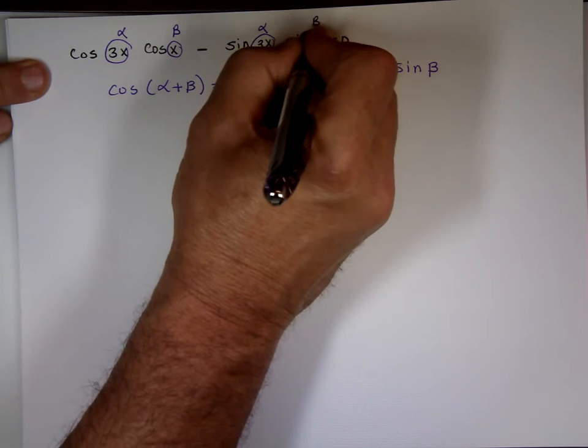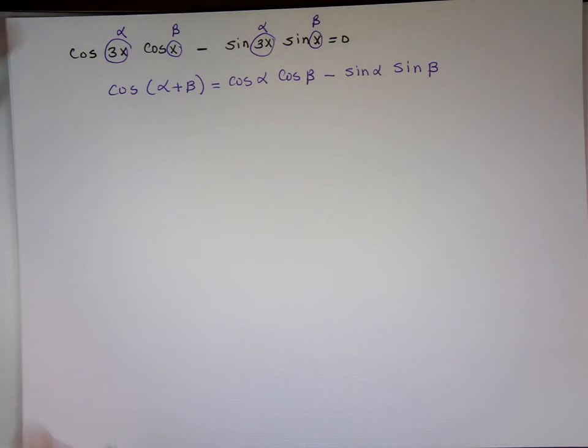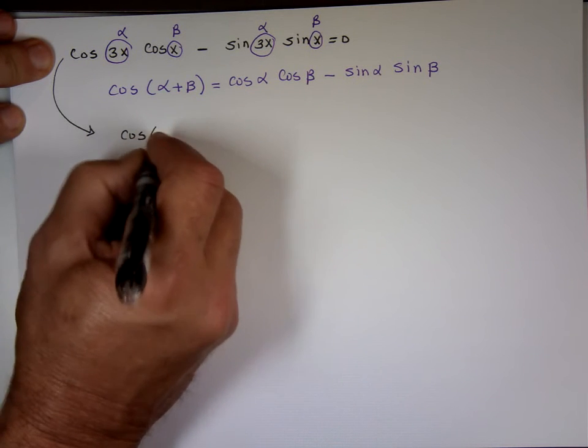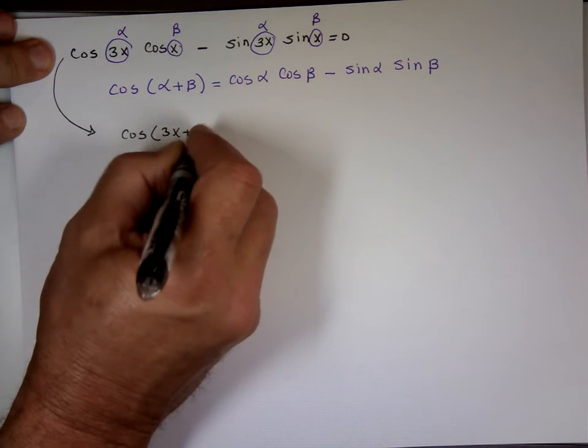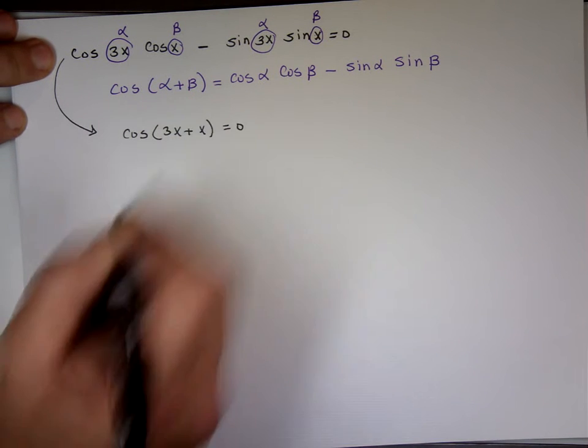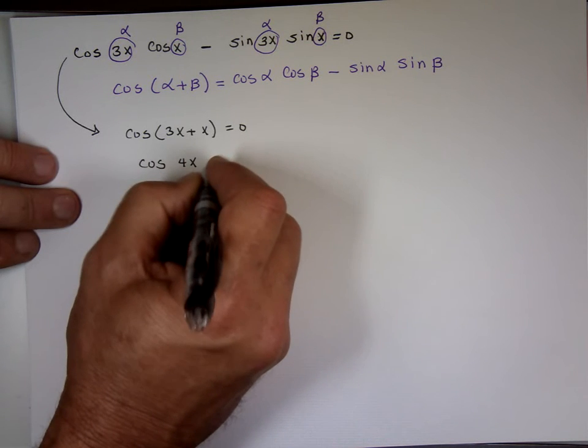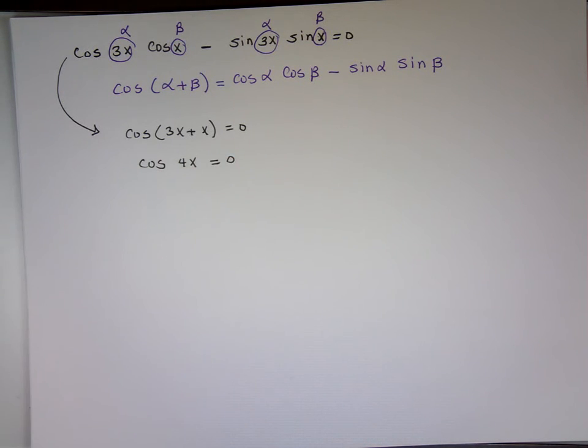So I can take that problem that you see on the top and change that to cosine 3x plus x. And you can write that as cosine 4x equals 0. Just to give you an idea of what's going to happen, this is going to have a lot of answers. This is going to have 8 answers to this question. 8.